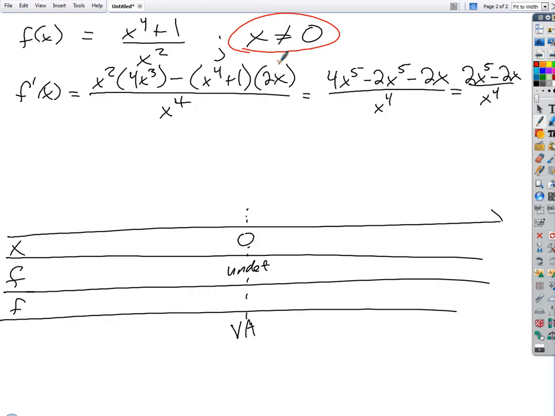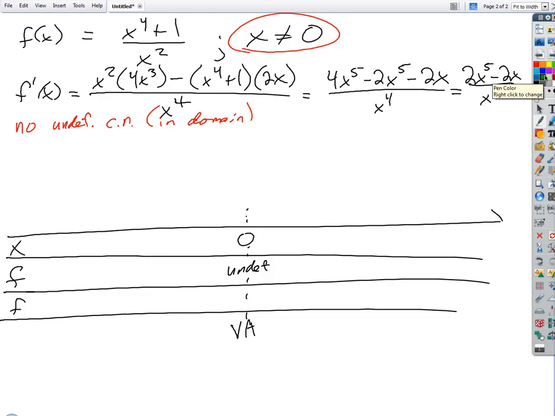So there's no place in our domain where our first derivative is undefined. Okay, now we have to ask the question, let me make a note of that. So no undefined critical numbers, right, in the domain. Now, are there any places where our first derivative equals 0?